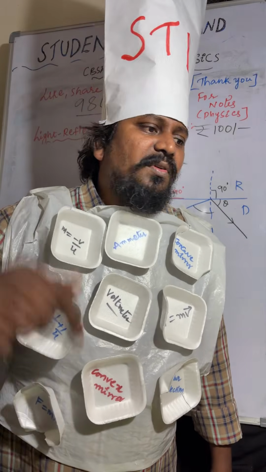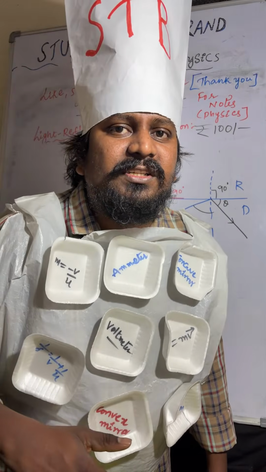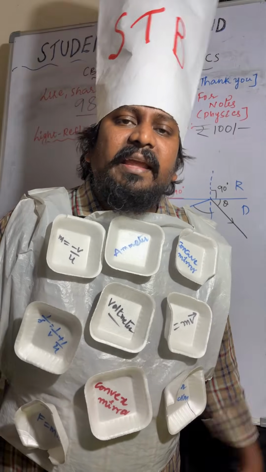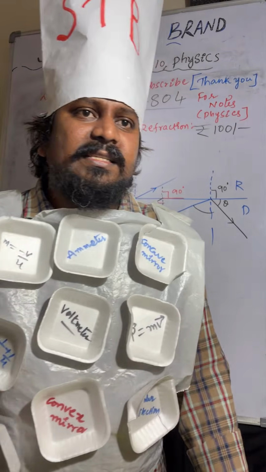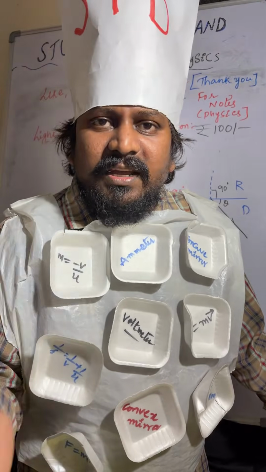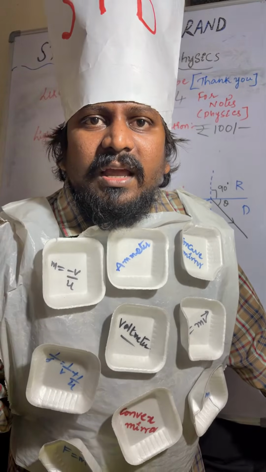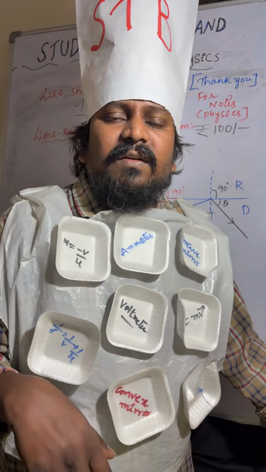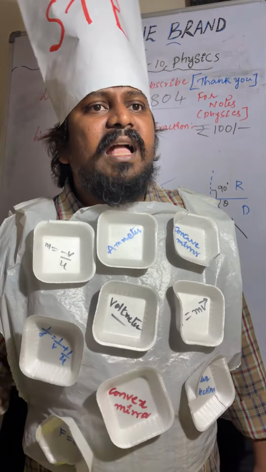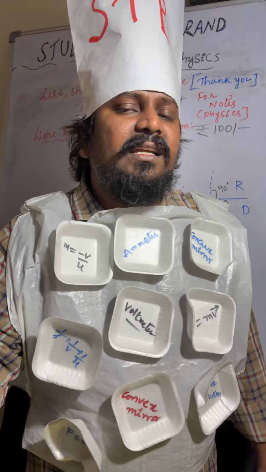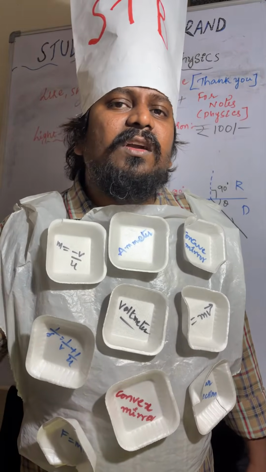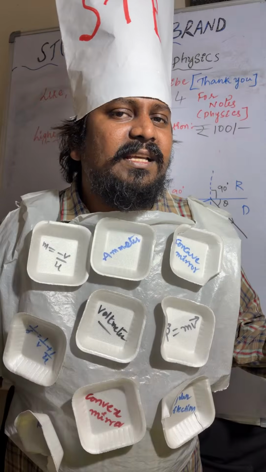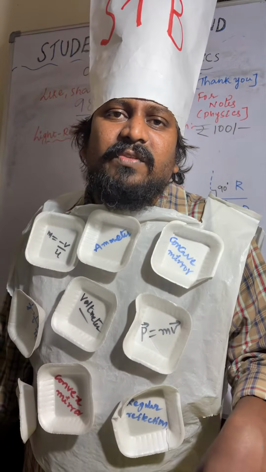Now it is time to discuss the glass slab. Until now we discussed refraction, with light passing from rarer to denser and denser to rarer. The law of refraction is Snell's law: the ratio of sine of angle of incidence to sine of angle of refraction is a constant, that is the refractive index, n equals c by v. The relative refractive index n12 equals n1 by n2, which equals v2 by v1. We know that n is inversely proportional to velocity. Absolute and relative refractive index are completed.